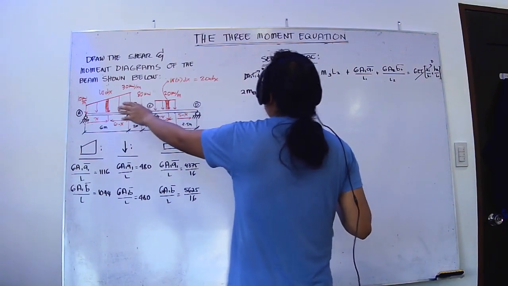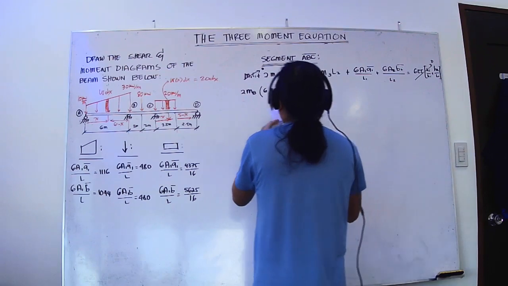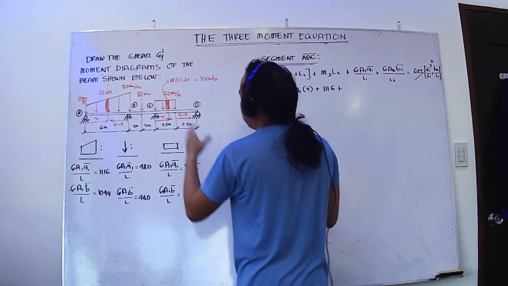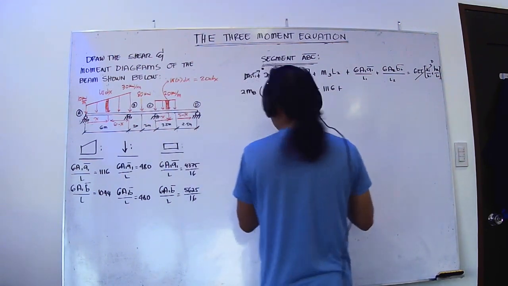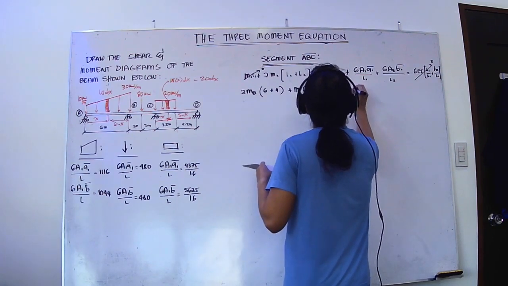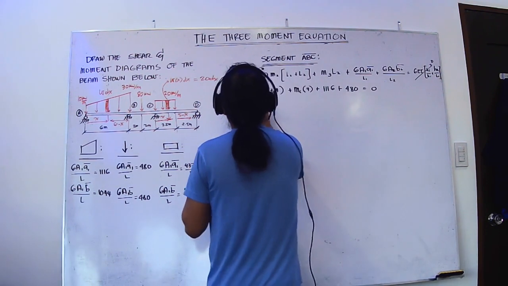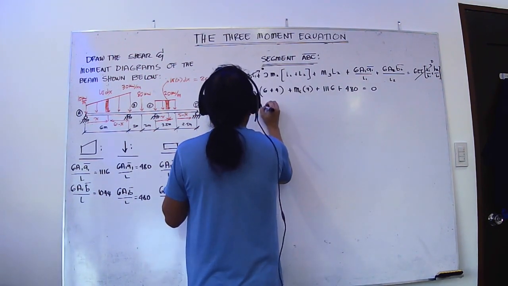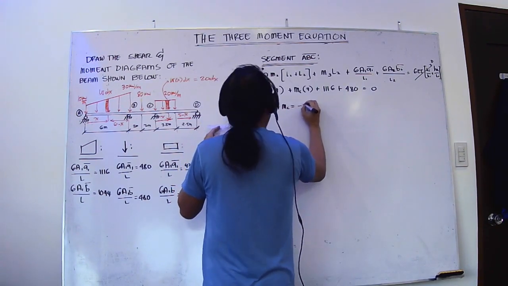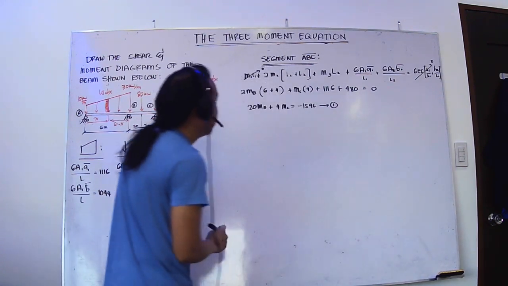Now we're dealing with the trapezoidal term. So 1116 plus this one on the side, which is 80, that is 480. That is equal to 0. So we will have 20 MB plus 4 MC, and that is equal to negative 1596. This is our first equation.